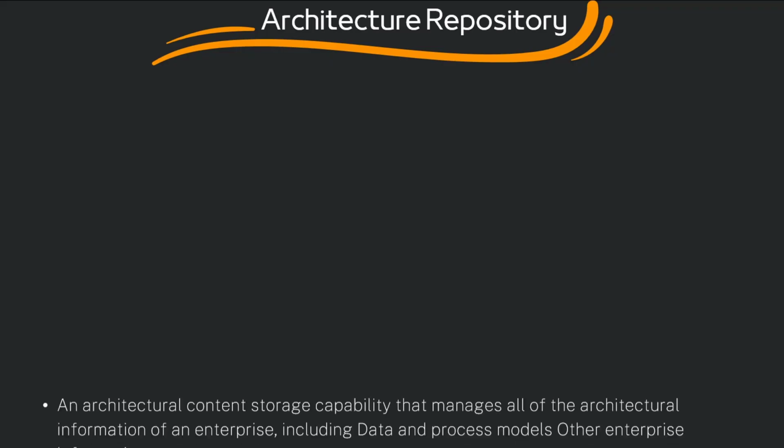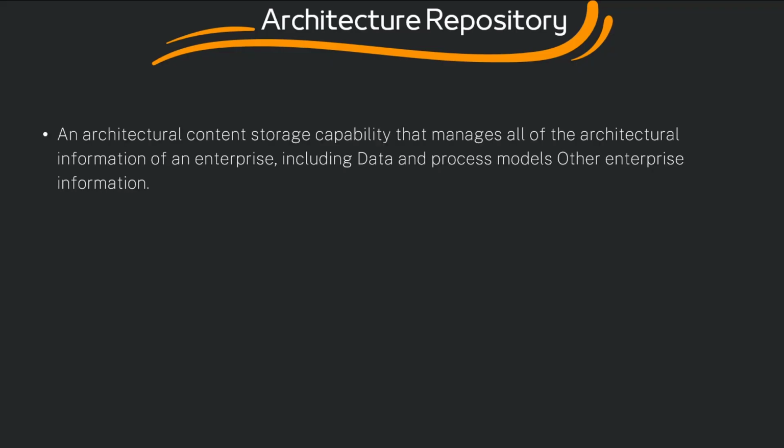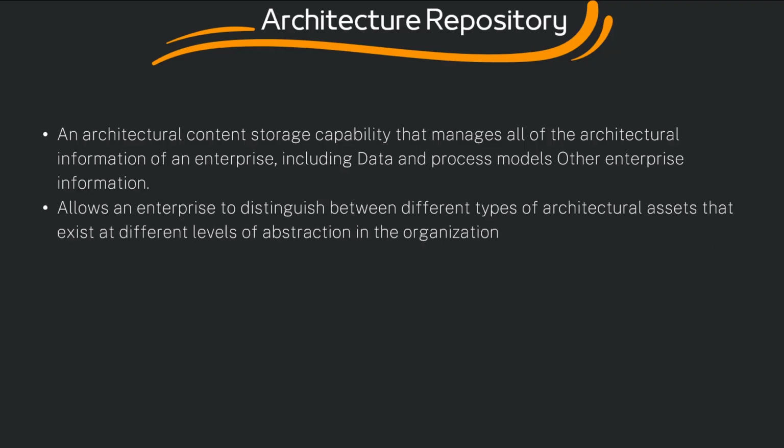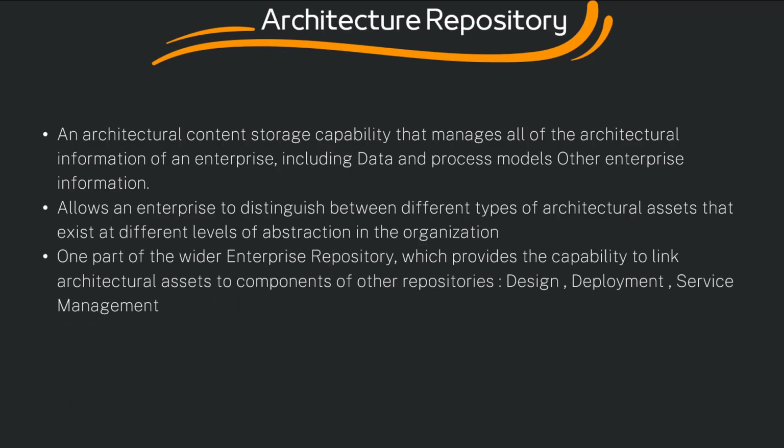Architecture repository. An architecture repository contains storage capability that manages all of the architecture information of an enterprise, including data and process model, other enterprise information. It allows an enterprise to distinguish between different types of architecture assets that exist at different levels of abstraction in the organization. One part of the wider enterprise repository, which provides the capability to link architecture assets to components of other repositories, design and deployment, and service management.